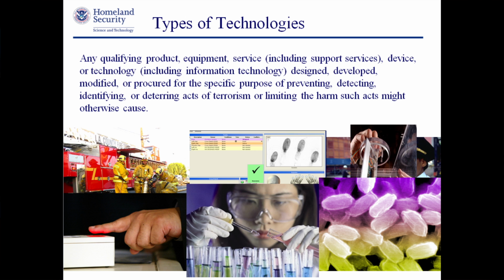All right, so let's take on the next topic, the type of Safety Act technologies that we're looking at. The Safety Act applies to any qualifying product, equipment, or service, typically including a support service, a device or a technology including information technology that's designed, developed, modified, or procured for the specific purpose of preventing, detecting, identifying, or deterring acts of terrorism or limiting the harm such acts might cause. As you can see from the application, the Safety Act applies to a wide range of products, services, and information technology solutions, provided they have an anti-terrorism capability.